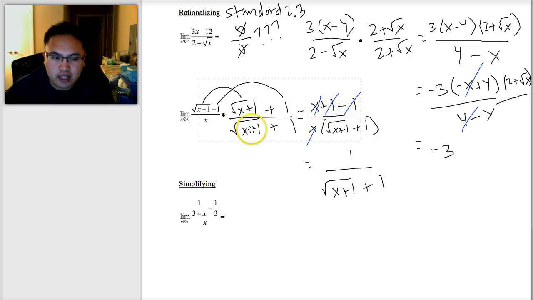Since something canceled, now I could try plugging in the 0 again. And when I plug in 0, I get the square root of 1, which is 1, plus 1. The answer is going to be 1/2. And let me box the last answer too.